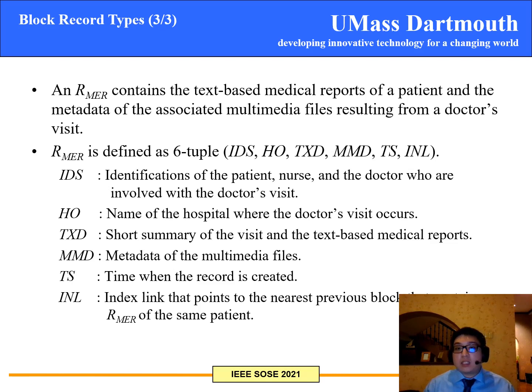Note that the index link enables all medical records of a patient to be linked together in a singly linked list format. This allows efficient information retrieval of the patient's medical records regardless of where they are stored in the blockchain, provided that the location of the latest medical record is known.